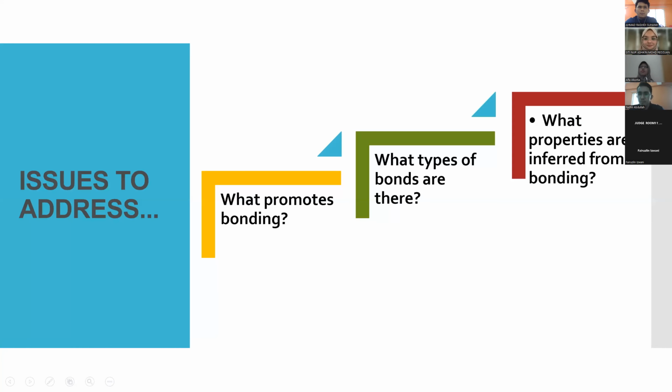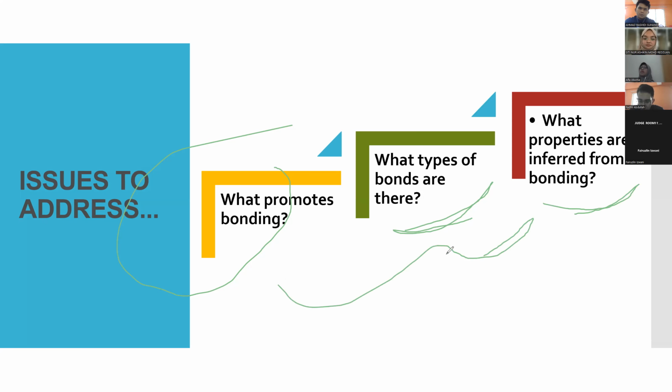Okay, now let's talk about the material, about chemical bonding. In this session, we want to talk about what promotes the bonding, what types of bonds there are, and then what properties are inferred from bonding. These are the 3 points we will discuss in this class. Okay.